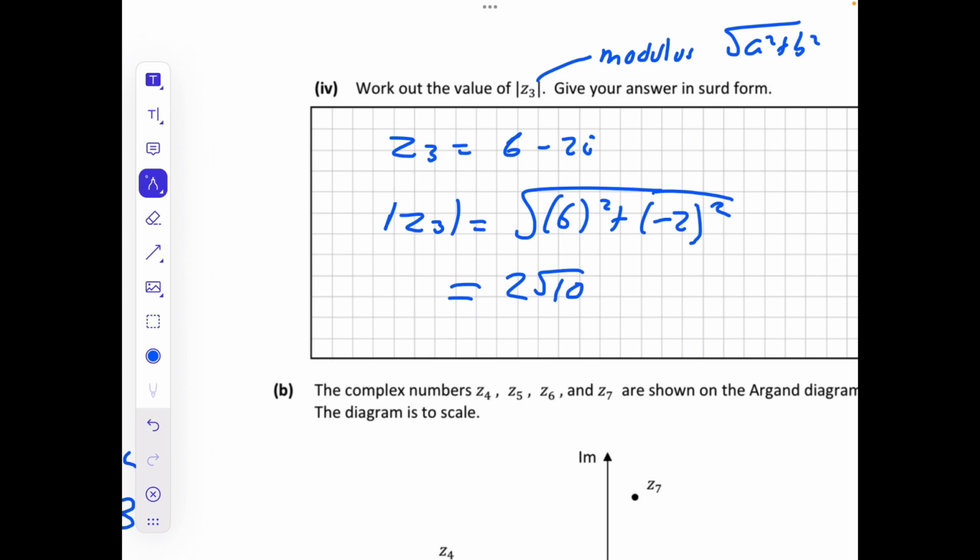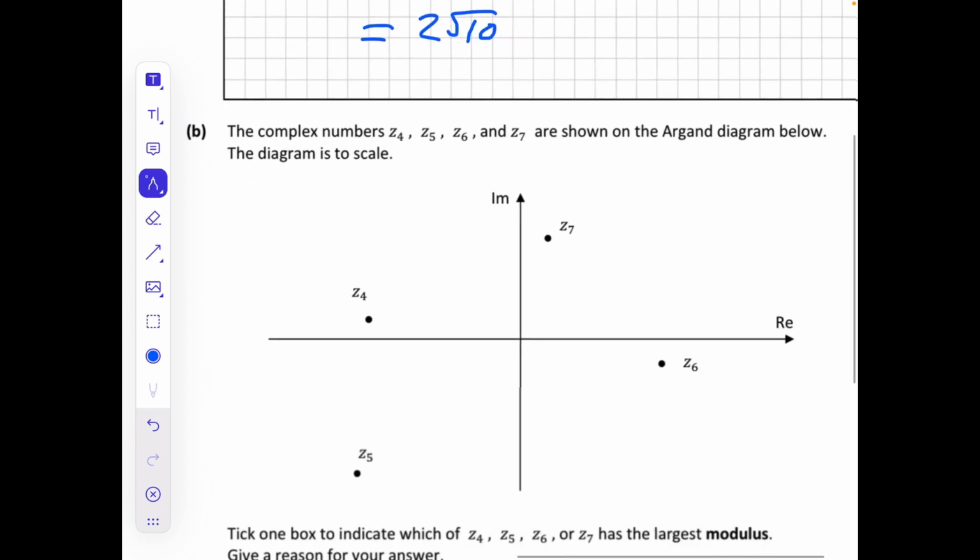And I get out 2 root 10. Now go back out to my question. It said give my answer in surd form. All surd form means is that there's a square root somewhere in your answer. Okay, I have 2 root 10, which is in surd form then.